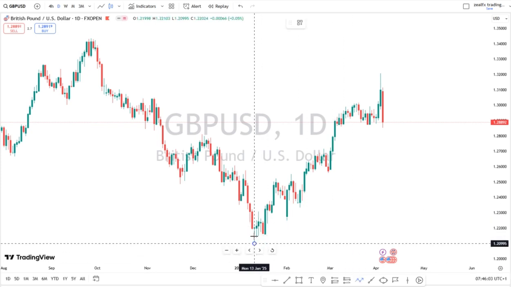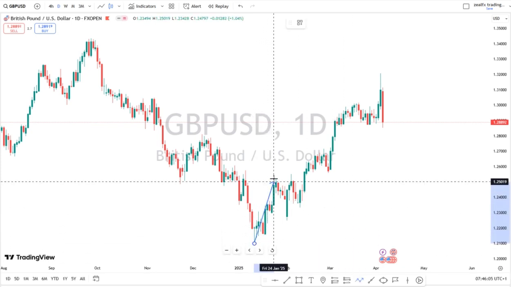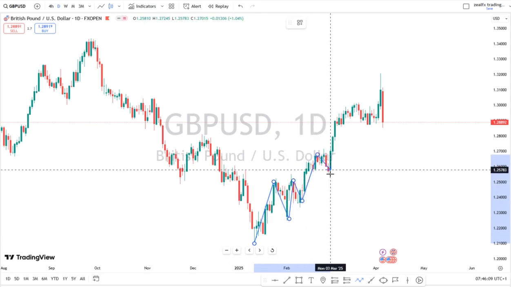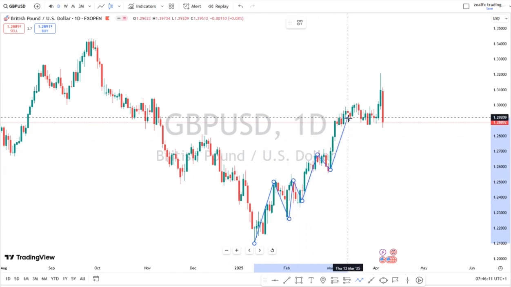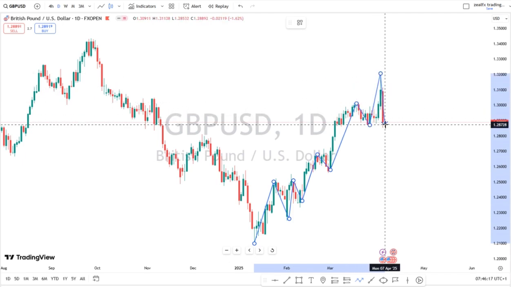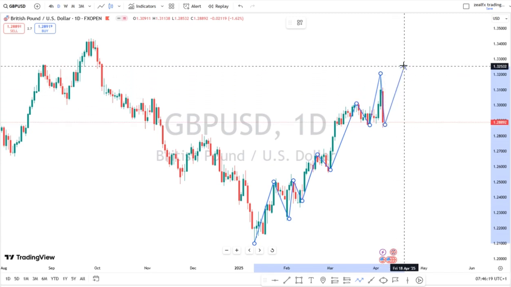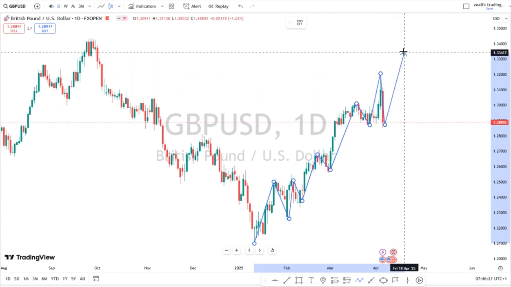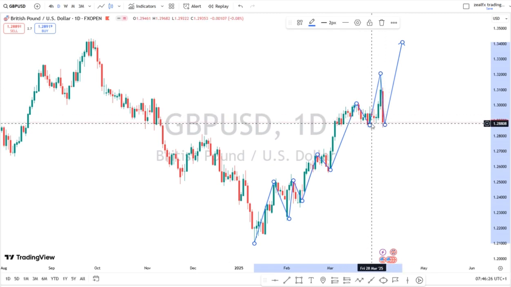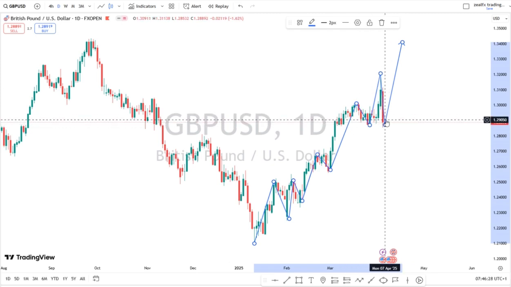We still have a series of higher lows. So long as we have this series of higher lows, we expect the Great British Pound USD to continue to push higher, because we still have a series of higher lows on the daily chart.